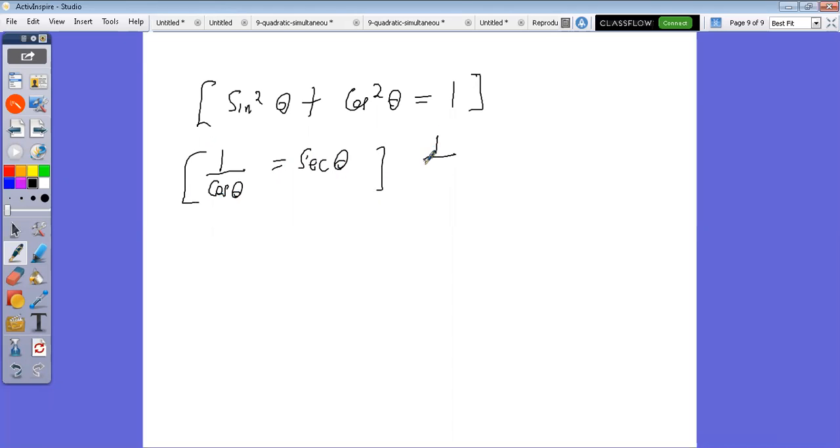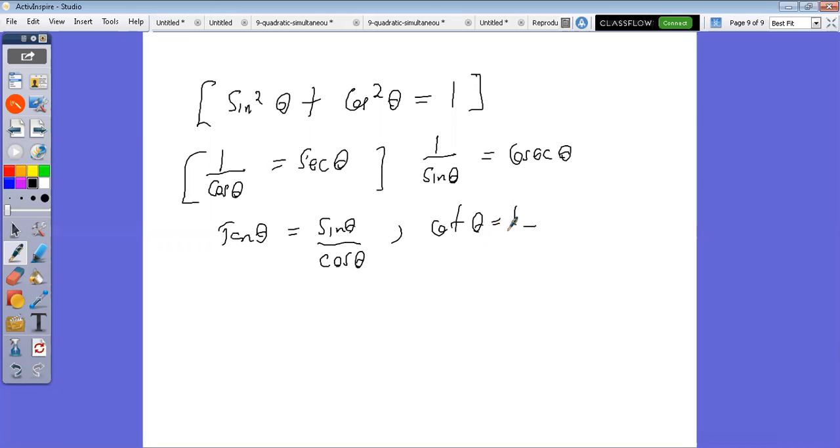What about 1 over sine? It's cosec theta, the opposite, cosec theta. Then tan theta is equal to sine theta over cos theta. Then cot theta. Cot theta is 1 over tan theta, the inverse of this, which means it's cos theta over sine theta. Now let's go back to this.